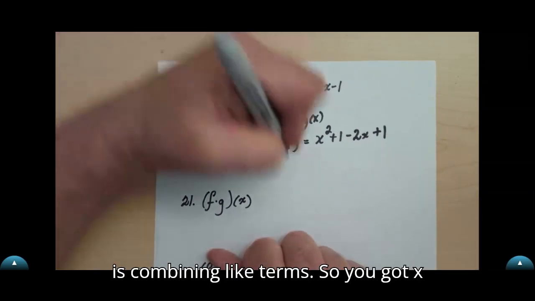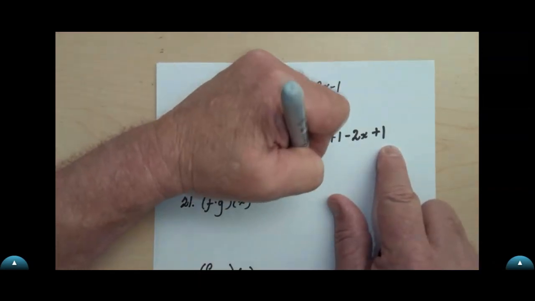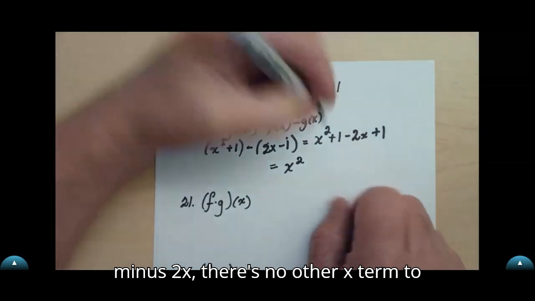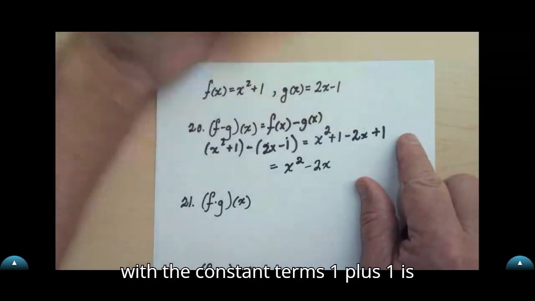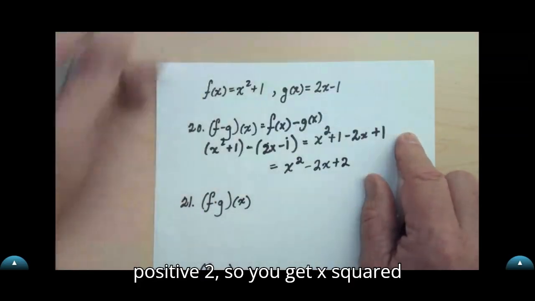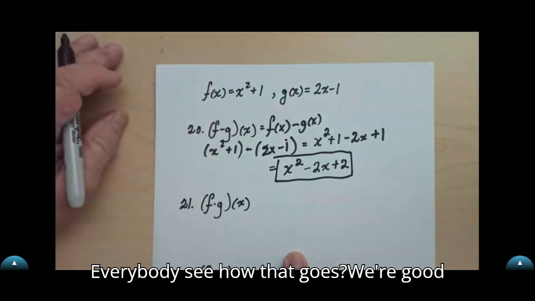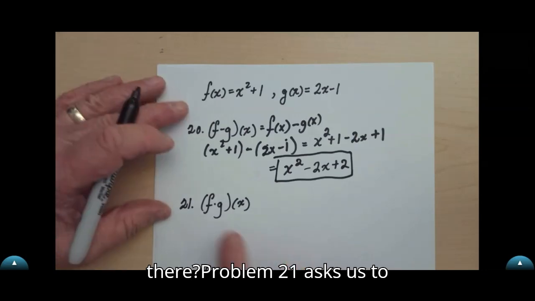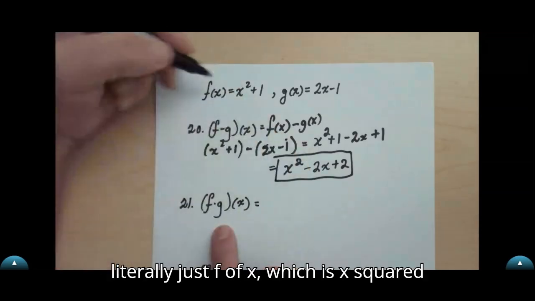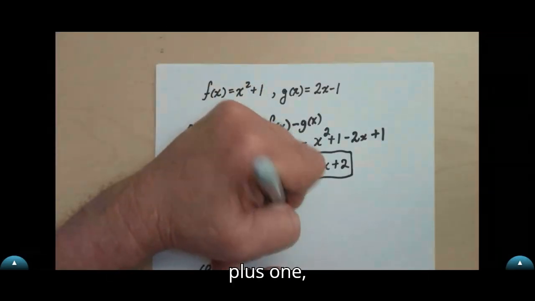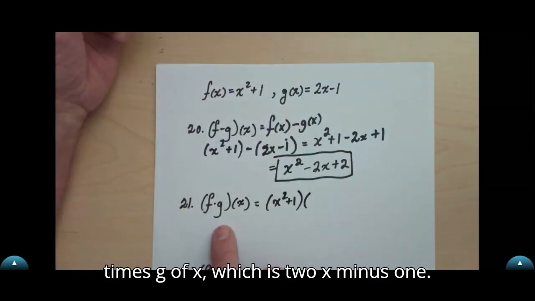Now all you're doing is combining like terms. So you got x squared, nothing to combine it with, minus 2x, there's no other x term to combine it with. But you can say with the constant terms, 1 plus 1 is positive 2. So you get x squared minus 2x plus 2. Everybody see how that goes? We good there? Problem 21 asks us to find f times g of x. That's literally just f of x, which is x squared plus 1, times g of x, which is 2x minus 1.